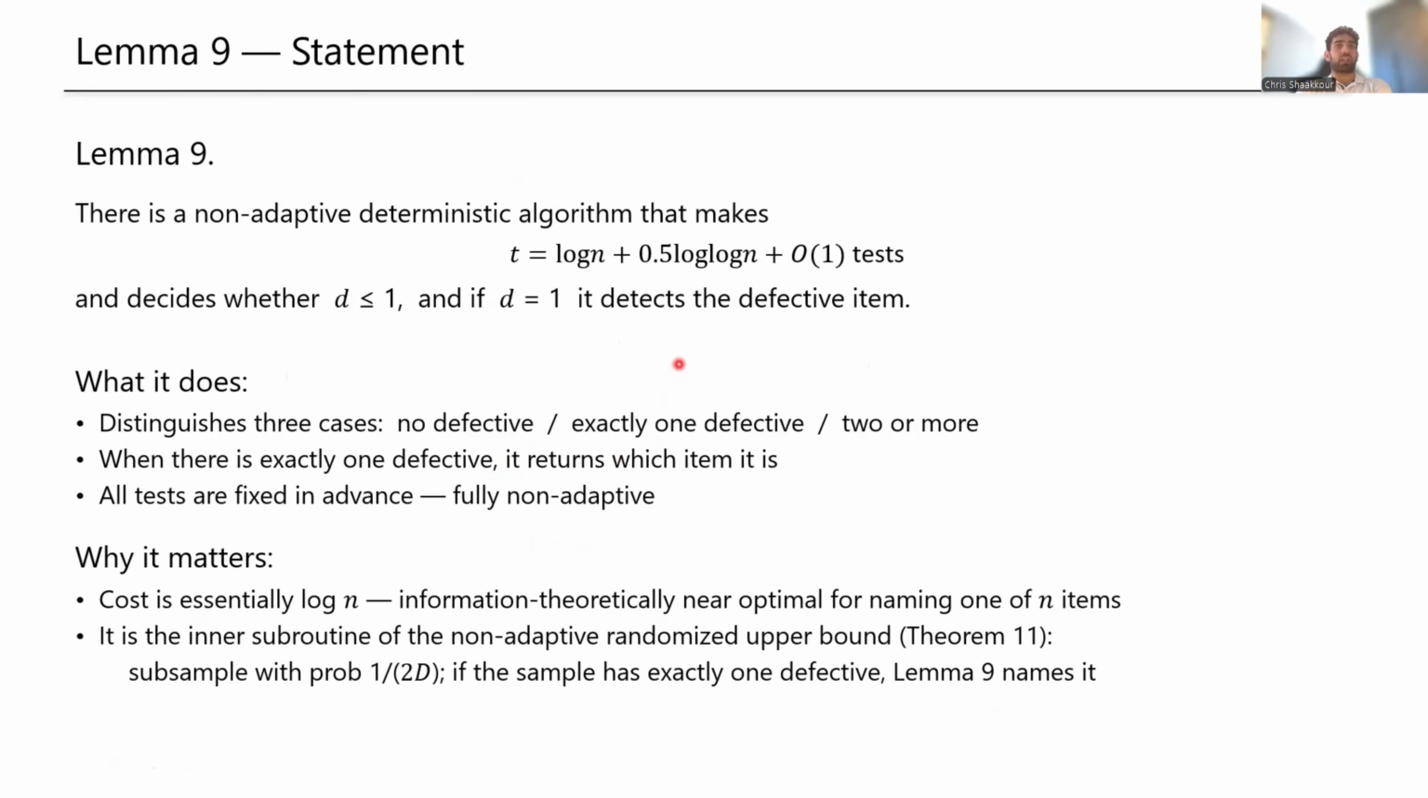Okay, so where are we going to use this lemma? Lemma number 9 is the inner subroutine of the non-adaptive randomized upper bound, theorem 11, which we're going to see in the next slide. If we subsample with probability of 1 divided by 2, we're going to use lemma number 9 to detect that this sample has exactly one defective. So we're going to be sampling data and sampling the tests. And based on this, we're going to exactly detect one defective item using lemma number 9 with the cost of a log of n.